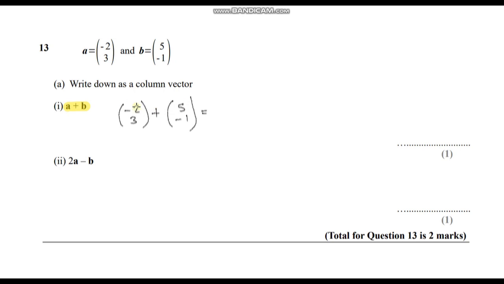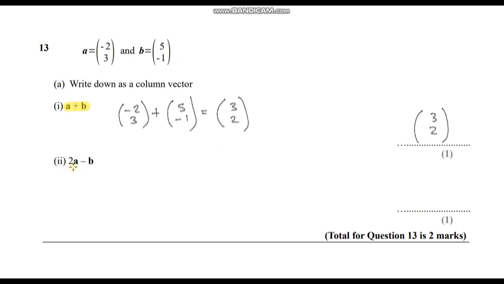So you add the top values, which are the x components, and then the bottom values, which are the y components. So we've got negative 2 plus 5, which is 3. And then 3 add negative 1, or that is just 2. So our answer as a column vector is (3, 2).